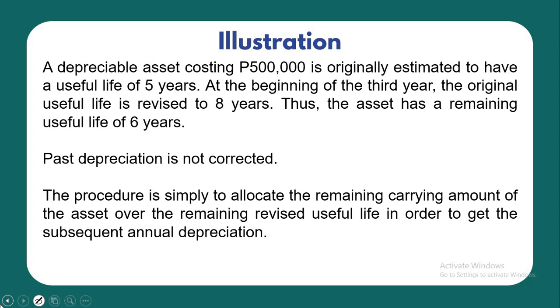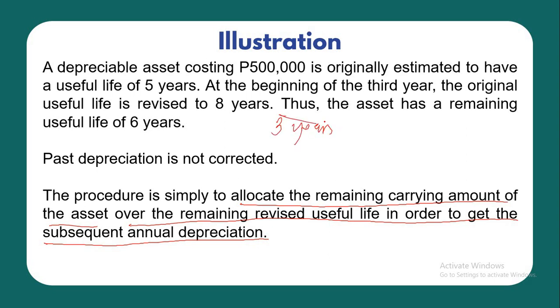So, i-account na to siya as change in accounting estimate. Now, the past depreciation is not corrected. Now, the procedure is simply to allocate the remaining carrying amount of the asset over the remaining revised useful life in order to get the subsequent annual depreciation. So, again, ang mong buhaton, instead nga i-depreciate mo siya sa nahibilin nga 3 years, okay, i-adjust na nimo karon imuhang depreciation nga dapat, ang nabilin niya nga carrying amount shall be depreciated over the next remaining 6 years na life niya. Okay? So, say for example, do we have example here?